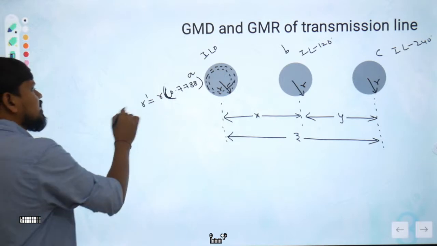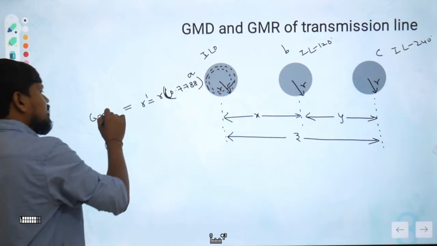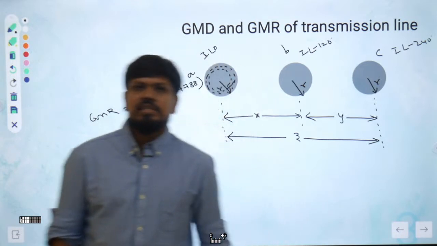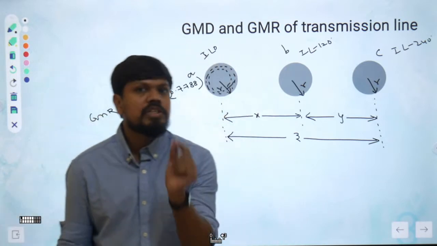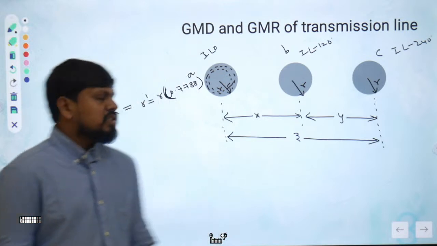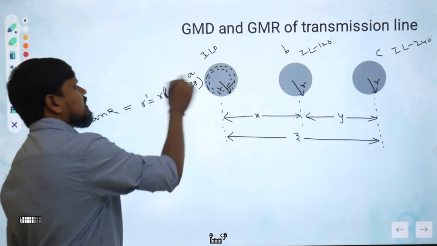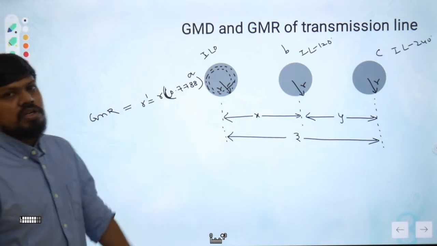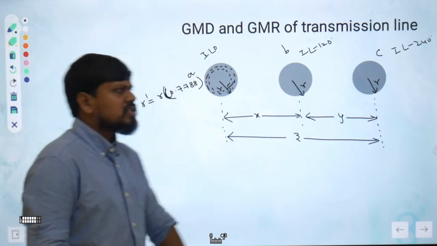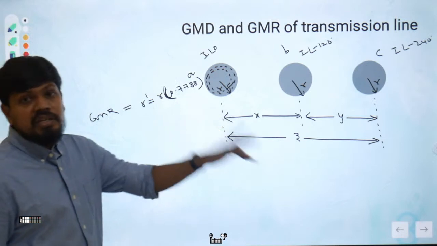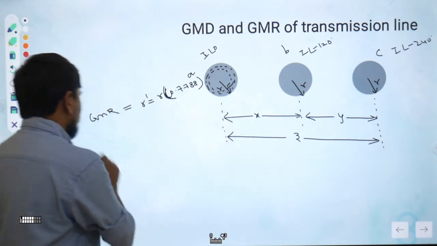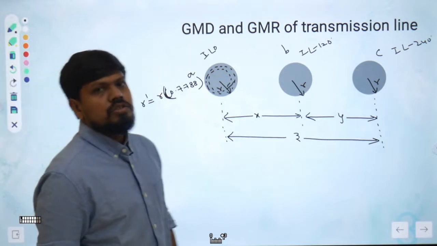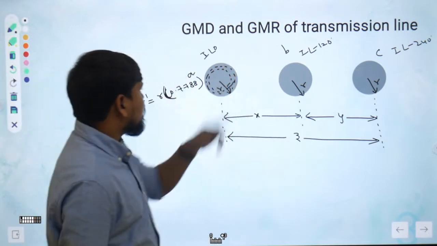Which is nothing but geometric mean radius. You observe, entire radius you will not be getting the flux linkages. Only up to certain radius only we are getting, that is nothing but 0.7788 into R. So that is nothing but geometric mean radius. And similarly geometric mean distance, GMD, we have to calculate. What is GMD means? So let's calculate GMD of A phase.